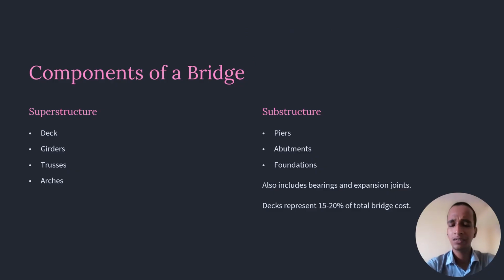Next, we'll move on to the components of the bridge. What are the various components of the bridge? First of all, the superstructure. The superstructure is the upper part of the bridge that we can see. The first superstructure component is the deck. Deck is where the vehicles move. Second are the girders. Girders are supporting members that support the load.